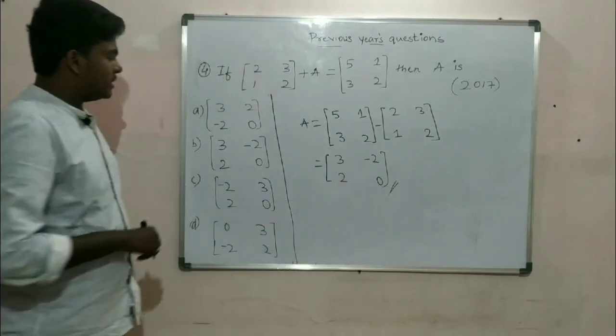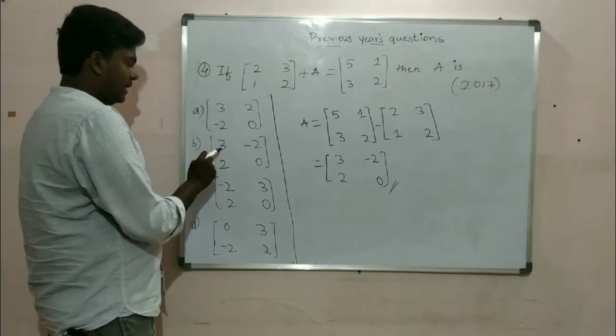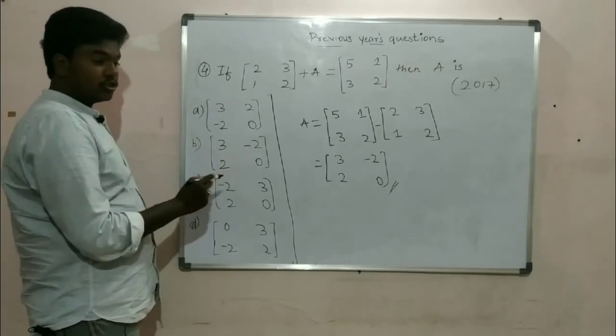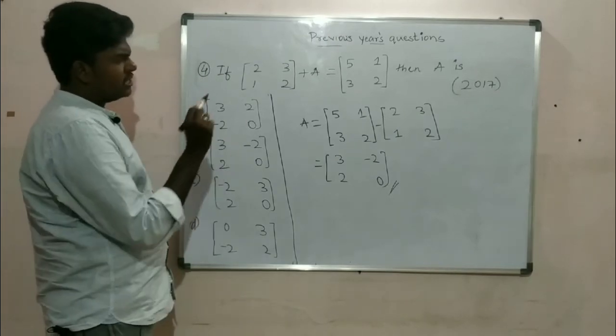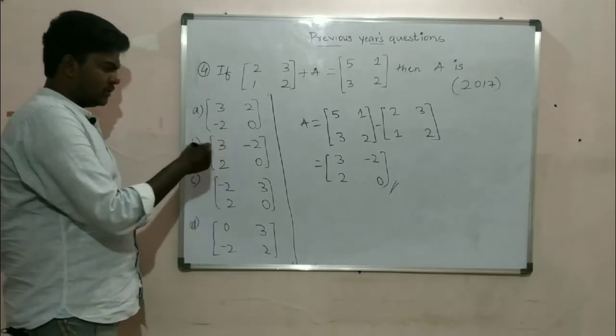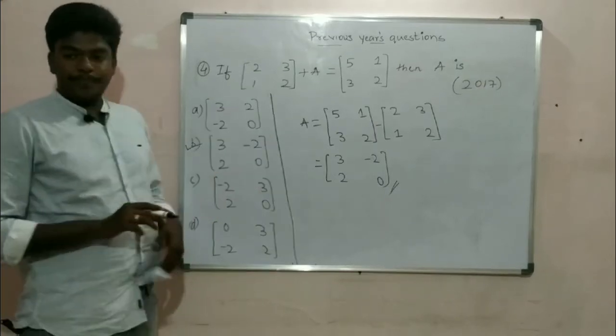Check this answer in the options. 3, minus 2, 2, 0. So the answer is option B. Okay, so this is a simple problem. You can check it in this solution and check the option. Okay. Next problem.